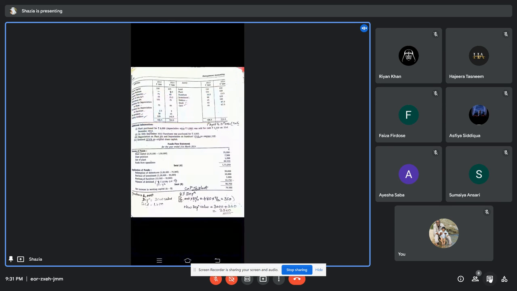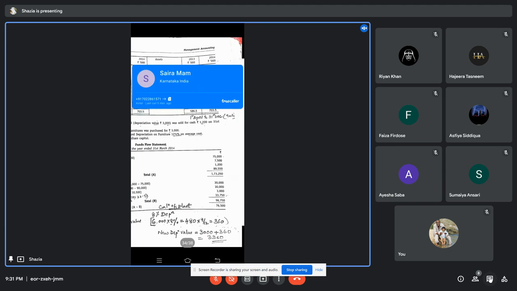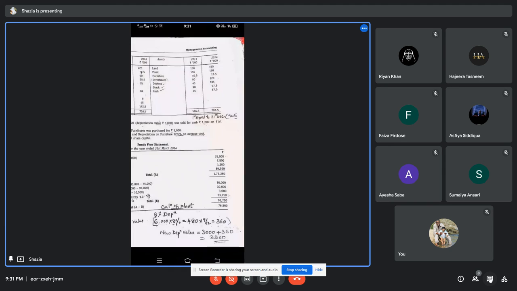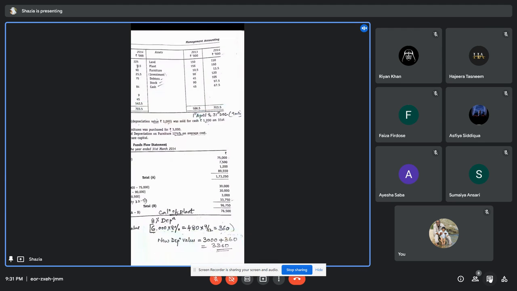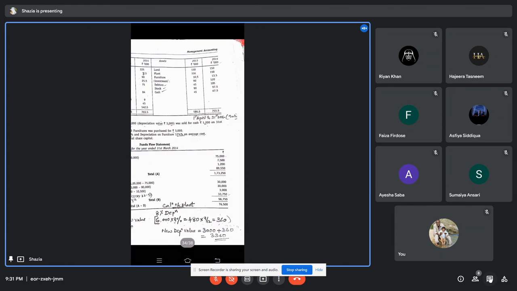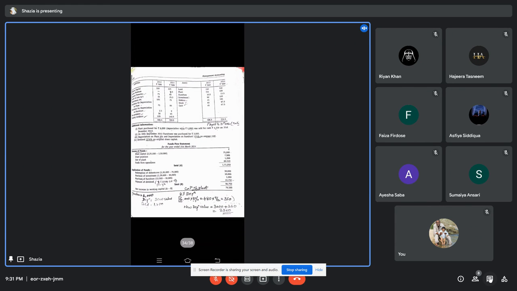Okay, 1,50,000 into 22.5% is 33,750. Okay, so total A is 1,73,250 and total B is 96,750. Subtract this. Obviously your sources are increasing. So here 1,73,250 minus 96,750, you will get your increase in the working capital.